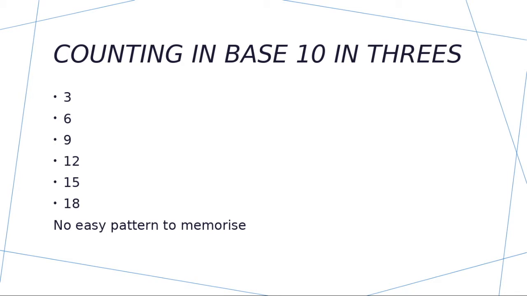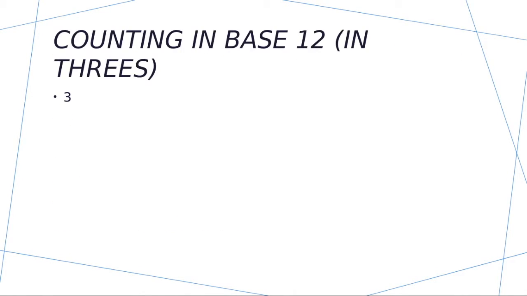So let's try counting in threes, but in base 12 instead. So obviously we have 3, then we have 6, then we have 9, then we have do, then we have do 3, do 6, do 9, and 2 do.